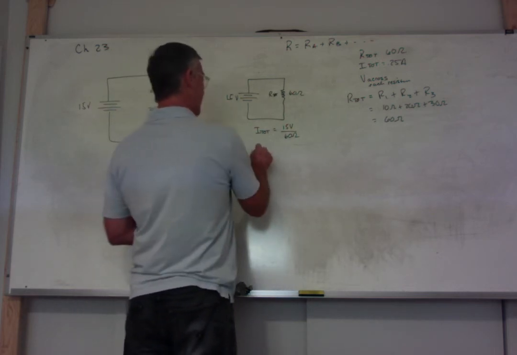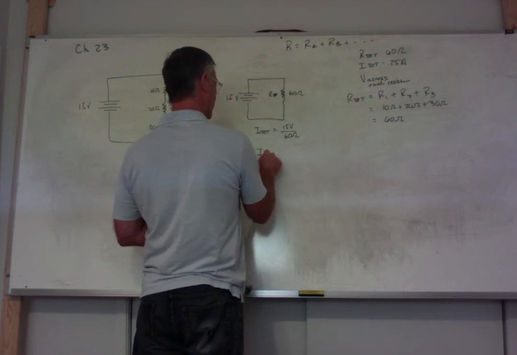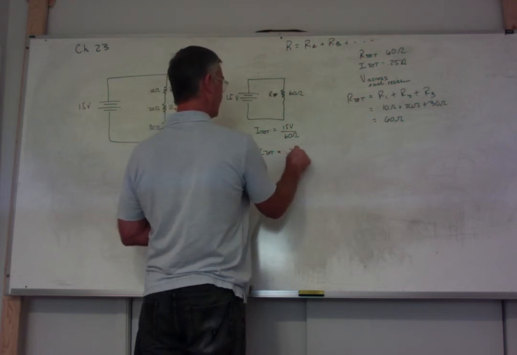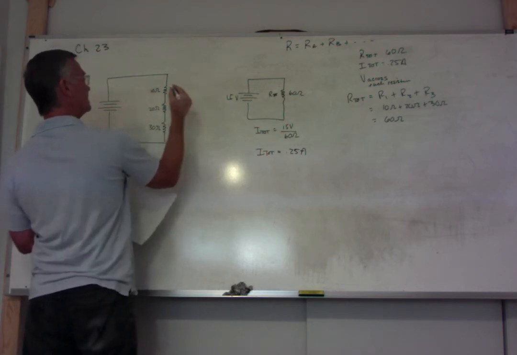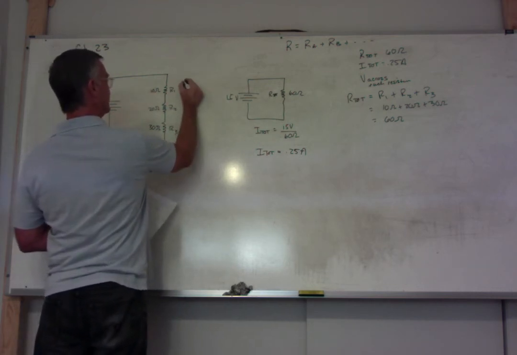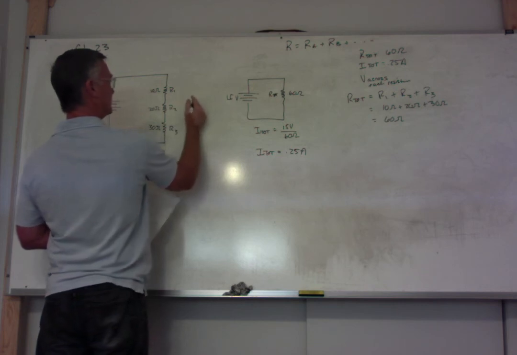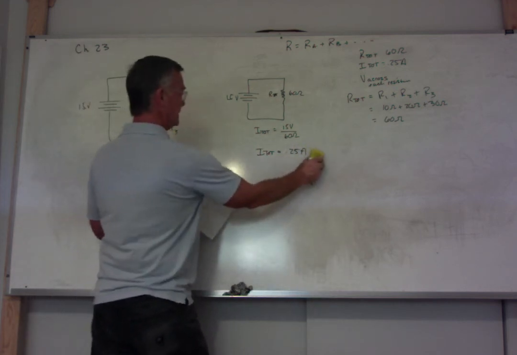And then that means that the total current is 0.25 amps. And now we can come over here. What is the voltage drop across each resistor? I wish I would have left a little more room. In fact, I'm going to erase this.